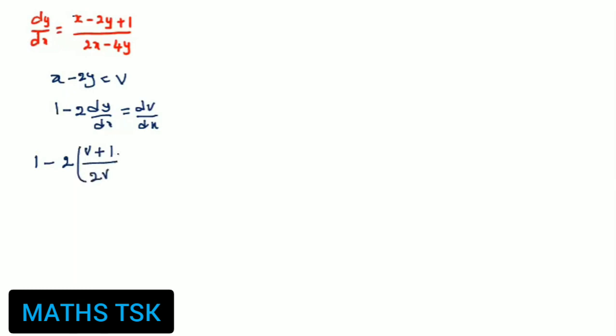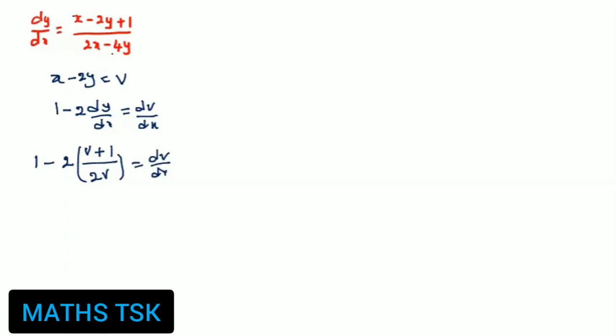Look here, next time it will be of this form. Look here, x minus 2y, this is 2x minus 4y. I consider x minus 2y as v. If you differentiate, we'll get 1 minus 2 into dy by dx is equal to dv by dx. 1 minus 2 into dy by dx, you consider this as v plus 1 by 2v, is equal to dv by dx.